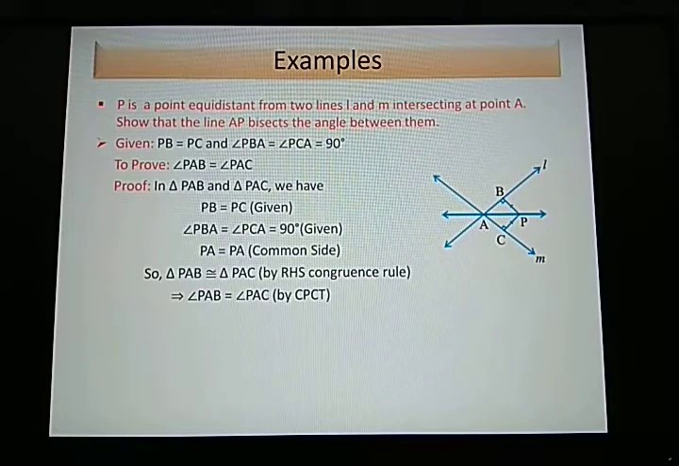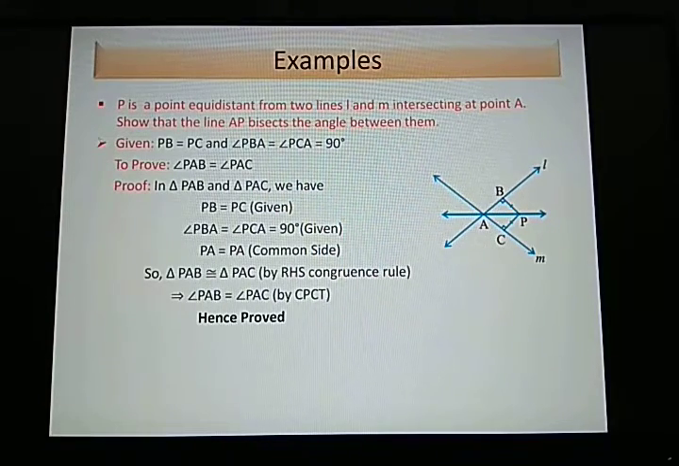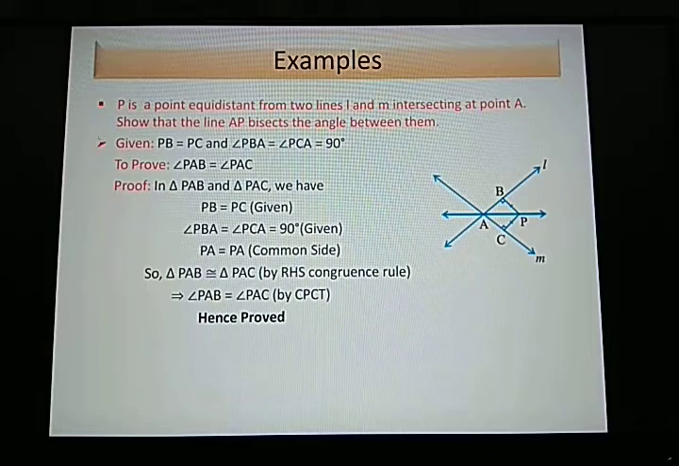So now from here we can infer that angle PAB equals angle PAC by CPCT. So this proves what is required to be proved here. I hope you all have understood these two congruence rules, SSS and RHS, as well as these two examples. Now there are various examples given in the exercise. You can try them out by applying these congruence rules.